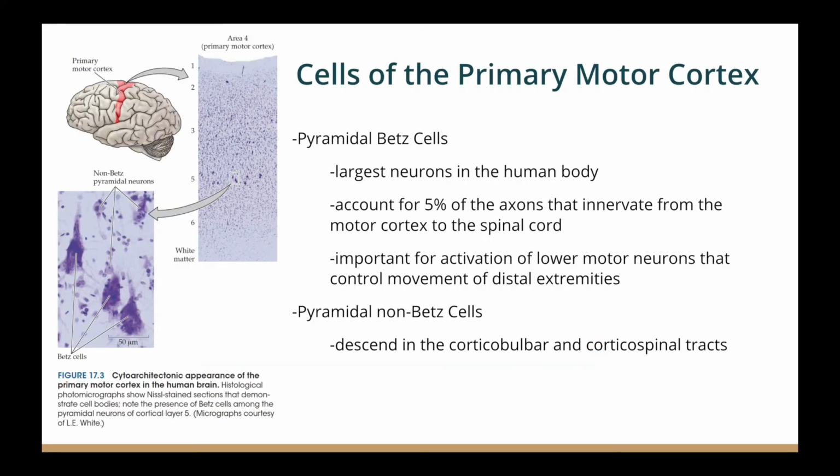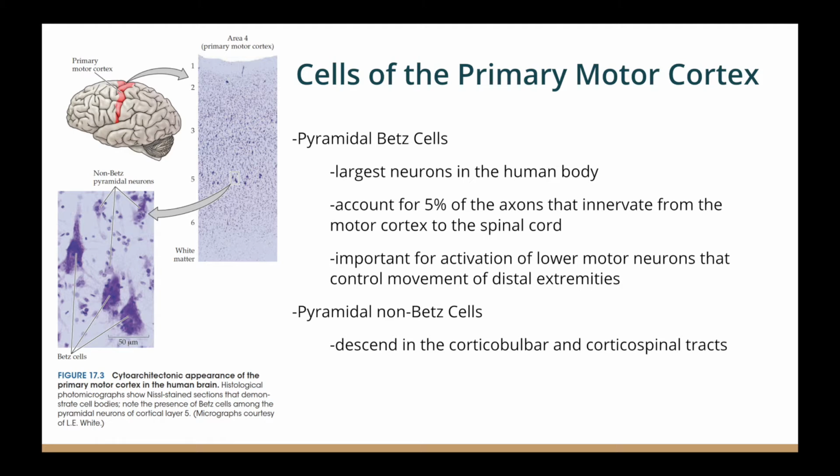In figure 17.3, we can see a cross-section of the primary motor cortex, and that cross-section includes cortical layer 5, where the pyramidal Betz cells and non-Betz cells are located. These cells are important because they make up the upper motor neurons that will connect to the lower motor neurons to control muscle activity. Betz cells are important for activation of lower motor neurons that control movement of distal extremities. And these are the largest neurons in the human body, but they only account for 5% of the axons that innervate from the motor cortex to the spinal cord.